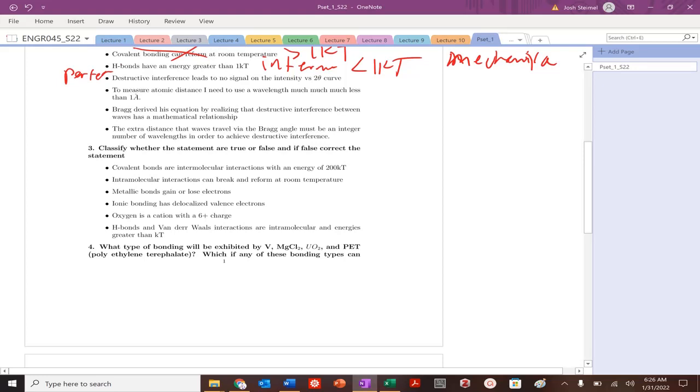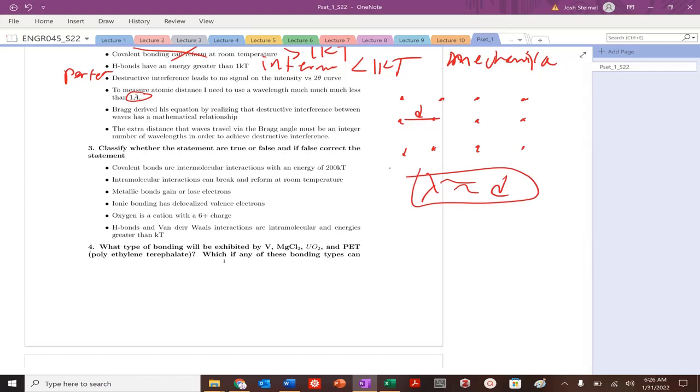All right, to measure atomic distances, I need to use a wavelength much, much less than 1 angstrom. Well, that's not true. Remember, we said that what we need is a regularly spaced array of obstacles, right? And then we needed a wavelength lambda that's on the order of the distance between these particles. So in atomic structures, you're dealing with distances on the order of an angstrom. So that would actually work just fine. So you don't need much, much less. Actually, we want it on the order of. If it's too small, we can't investigate these other higher order structures or long-range interactions.